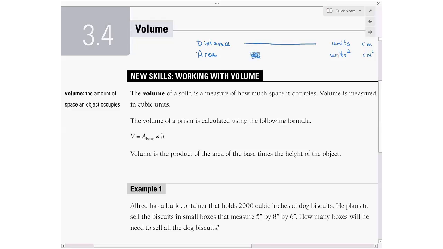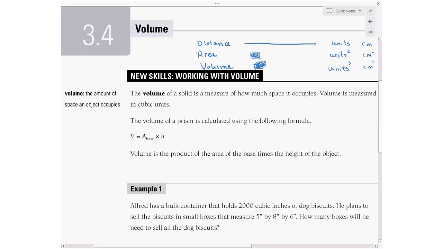When we have volume, now we're talking about filling up. How much space does this thing take up? So we're talking about filling up the whole thing in a sense, and so we're talking about 3 dimensions. So we have units cubed. So for example, cubic centimeters.